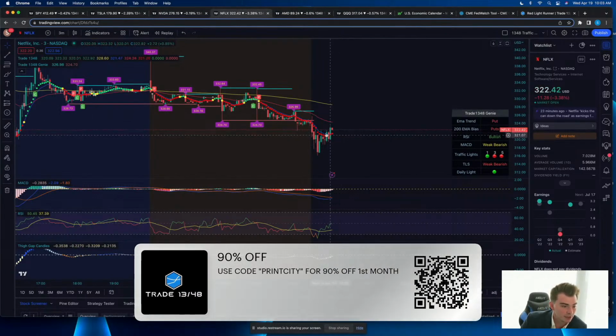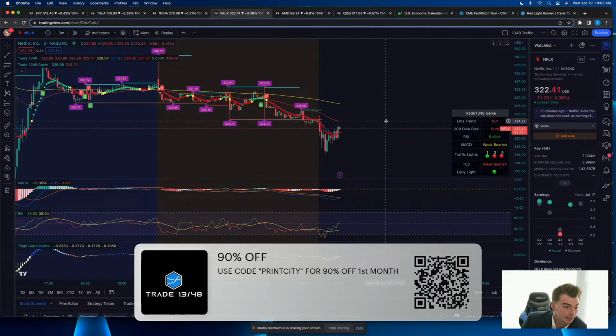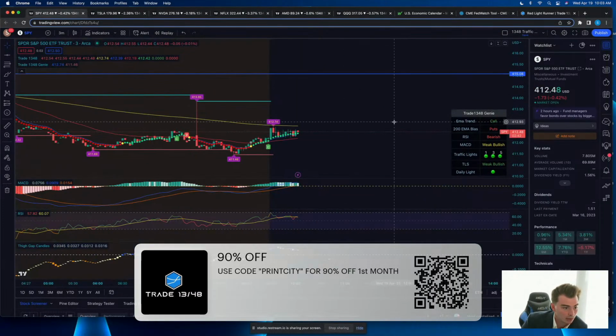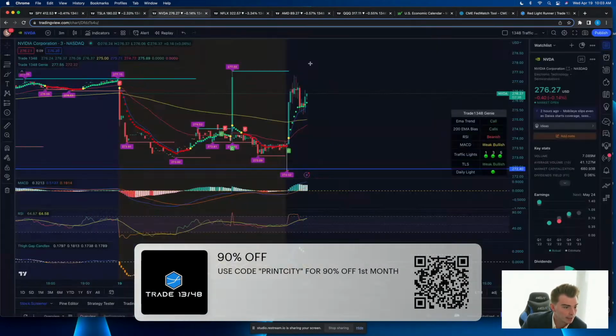So this was the Netflix move that I really wanted when it closed above here, bro. This move up to 323. Ideally, I wanted it up to the 48, but I'll take my 10% on Netflix. The thing's a wild boy. You have to be careful with it.